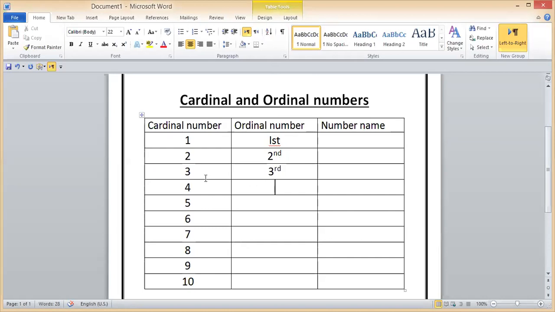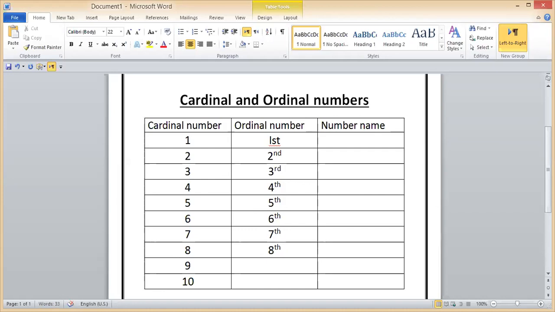That means if someone is at third position, you will say it is third. You count the number of positions 1, 2, 3. Then you will say it is at third position. Now, fourth. What is the ordinal number of 4? That is fourth. What is the ordinal number of 5? That is fifth. What is the ordinal number of 6? That is sixth. And what is the ordinal number of 7? That is seventh.